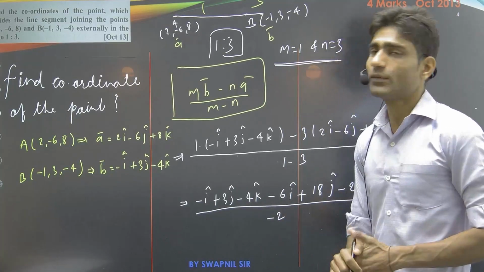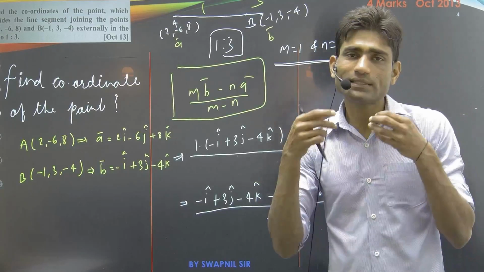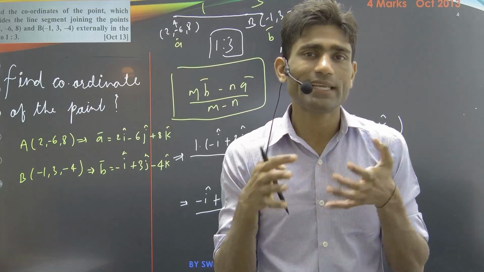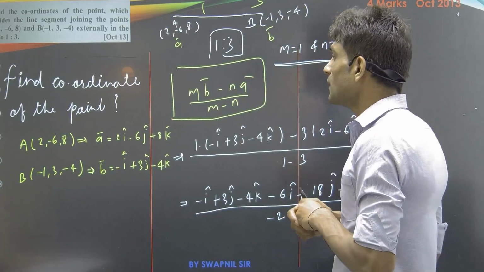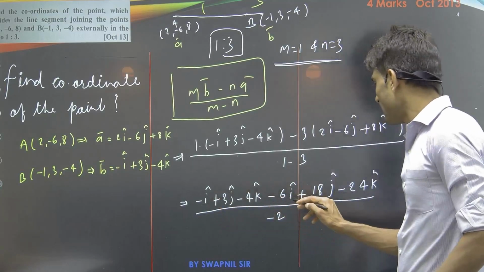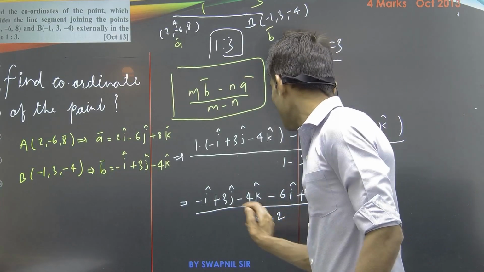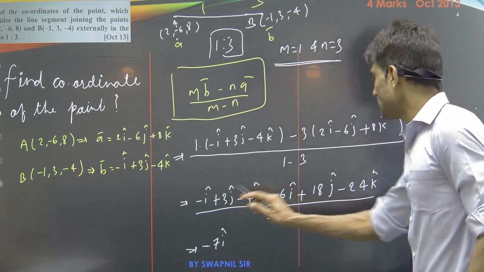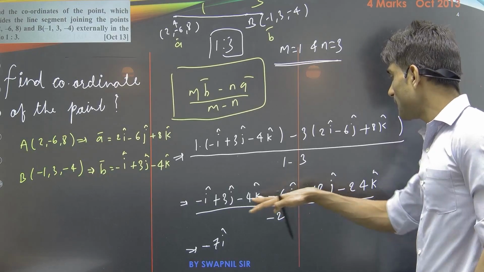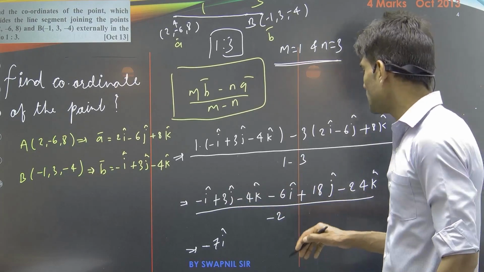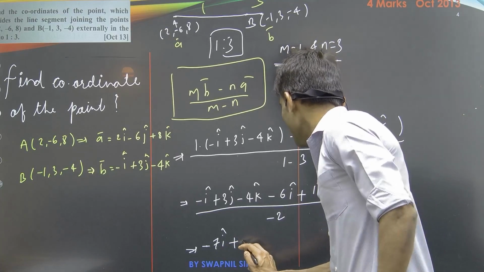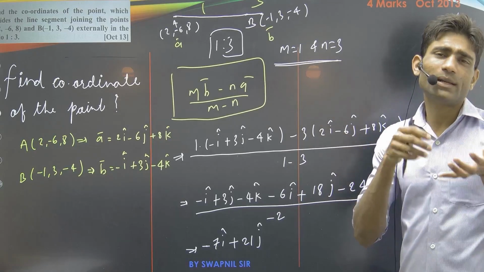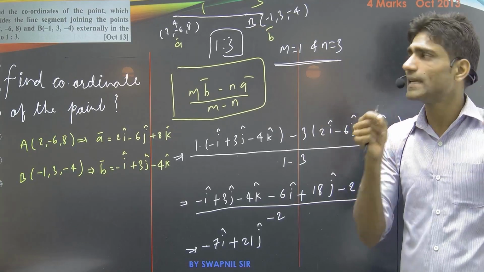Okay, this one is our next step. Now what we do is go for the similar calculation, with i cap with i cap, j cap with j cap, and k cap with k cap. So i cap with i cap means minus i cap minus 6 i cap, which gives us minus 7 times i cap. Plus 3 times j cap plus 18 j cap, so we get 21 j cap. What we are doing basically here is adding i cap with i cap, j cap with j cap, and k cap with k cap.